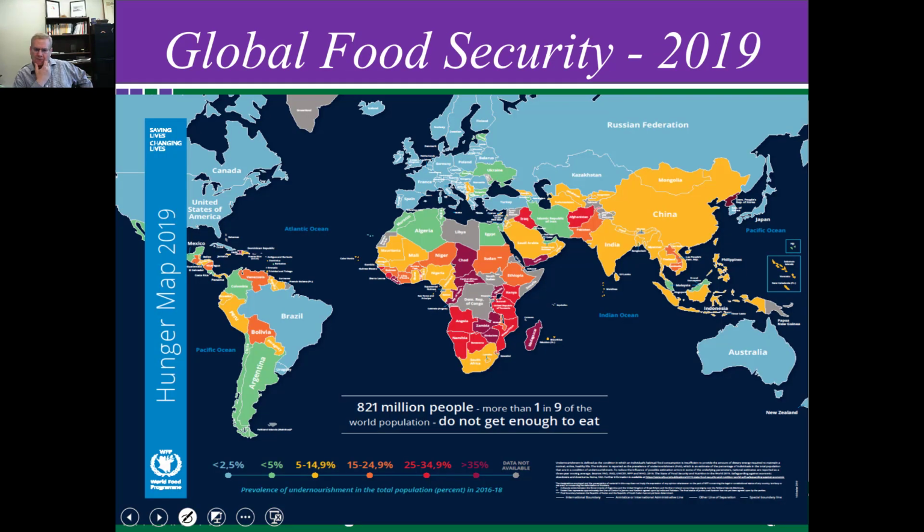And so that gives a little bit of a picture with regards to where the global population is going to go. First, I think it's important just to realize where we are from a global food security perspective at this point. This graph is the World Food Program hunger map from 2019. If you look at blue, that indicates that less than 2.5% of the people are in a state of hunger.